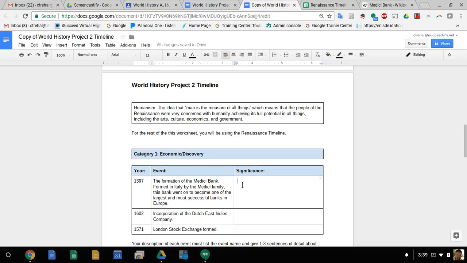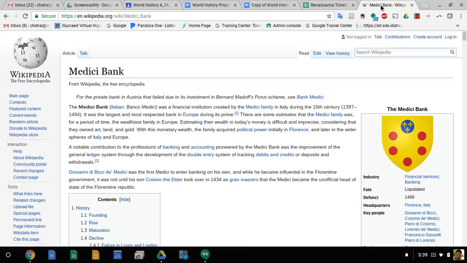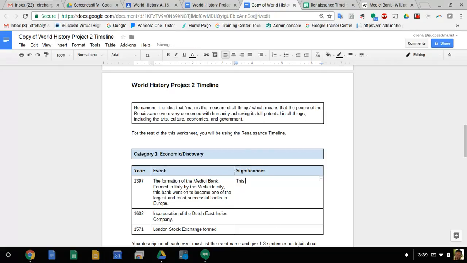Significance. Now, again, when you go to write this essay, you're going to be talking about how the world changed into the modern world. So when you look at that definition of Medici Bank, they were the first that figured out a way to charge interest, and they also figured out a good accounting system, the double entry accounting system of tracking debits and credits. And so this bank was the first one to figure out how to charge interest and to use a sophisticated accounting system.